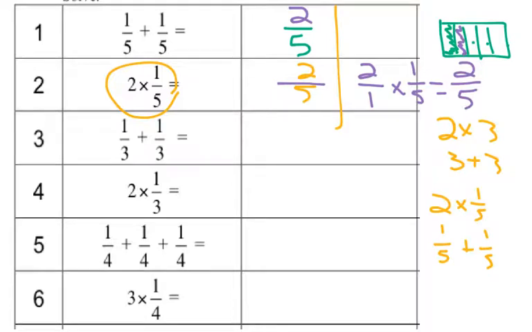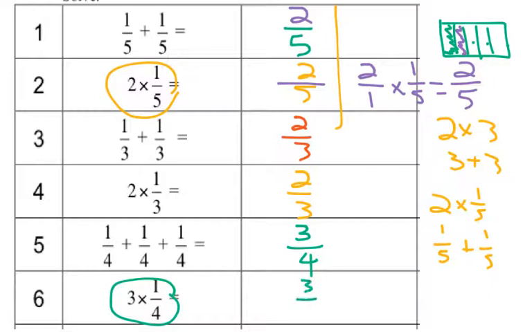1/3 plus 1/3, so that would be 2 pieces, each of them is a third big. 2 times 1/3 is the same. 1/4 plus 1/4 plus 1/4, well, that would be 3 pieces, and each piece would be a fourth big, so it would be 3/4. And 3 times 1/4 is the same. So hopefully, with that in the answer key, you could figure out all of them on the front.